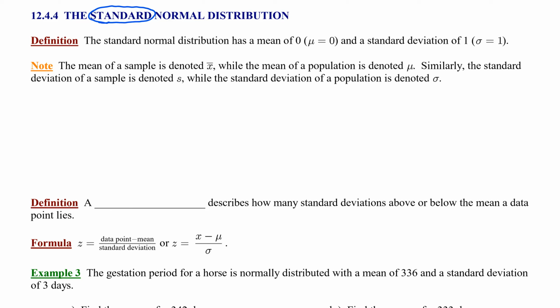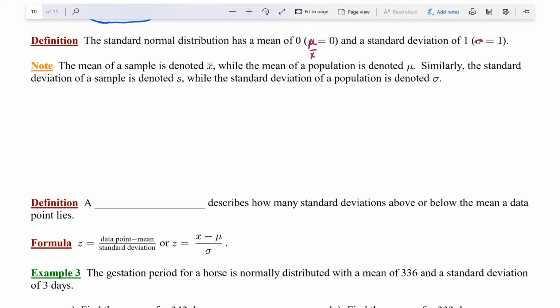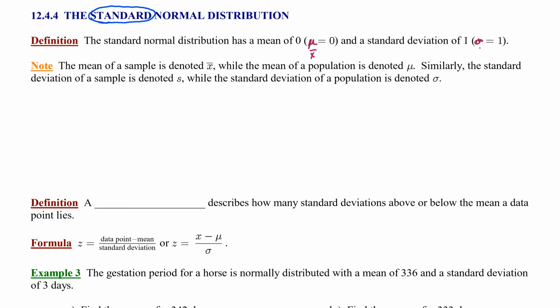Notice the notation is a little bit different here. For the mean, we're using the Greek letter mu, a lowercase mu, whereas previously we were using x bar. And for the standard deviation, we're using the lowercase Greek letter sigma, where previously we had been using an s. So why the change in notation? It's a very subtle change. The mean of a sample is denoted x bar, while the mean of a population is denoted with the mu.